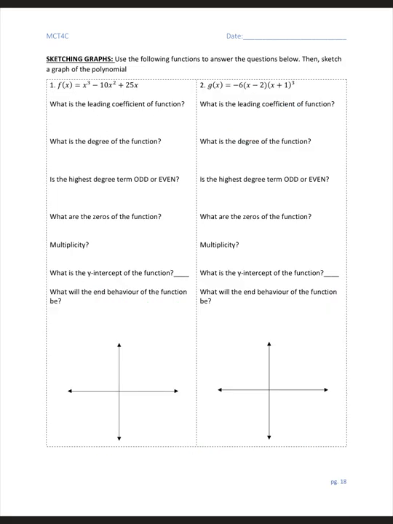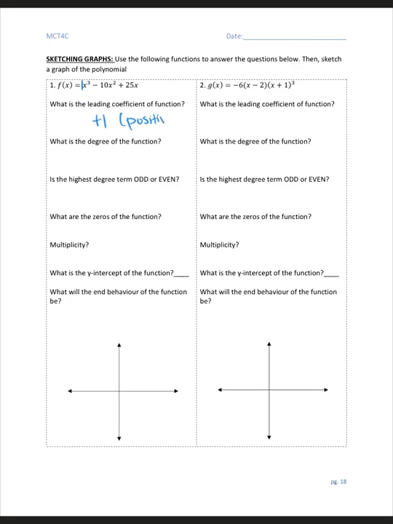All right, so use the following functions to answer the questions below, and then we'll sketch them just based on those key features we identify from the equation. So first we have f of x equals x cubed minus 10x squared plus 25x. So what can we identify before maybe having to change it from standard form to factored form? So what is the leading coefficient? Well, we have a 1 on our highest degree x there, so our leading coefficient is a positive 1.